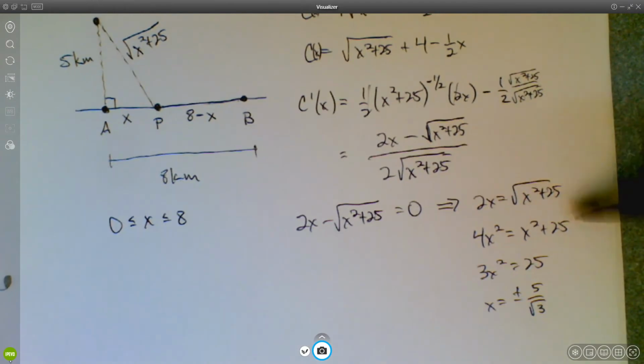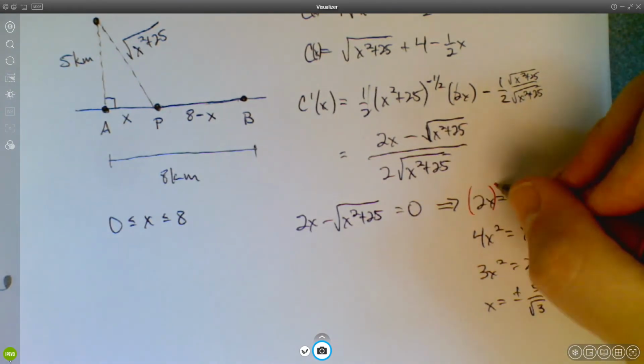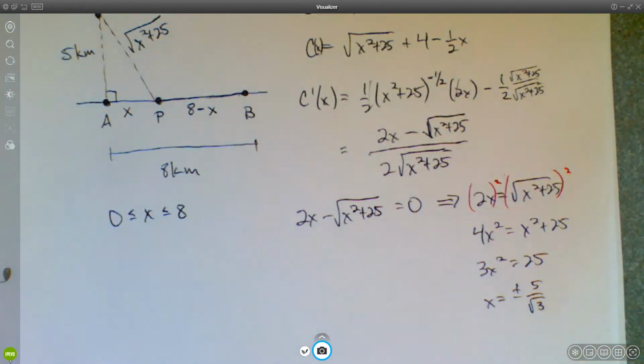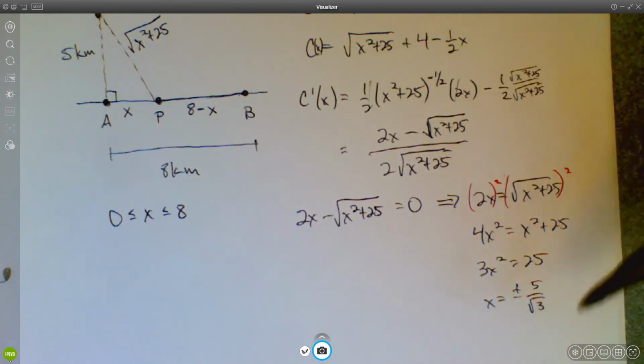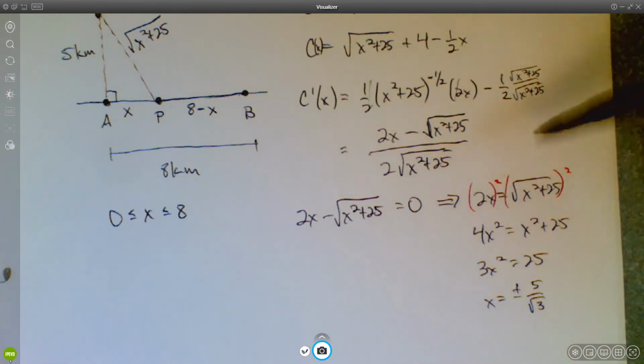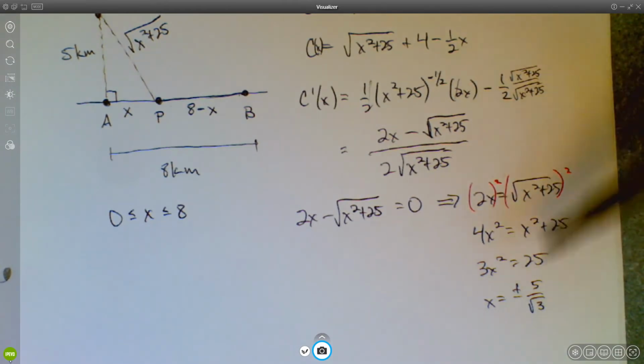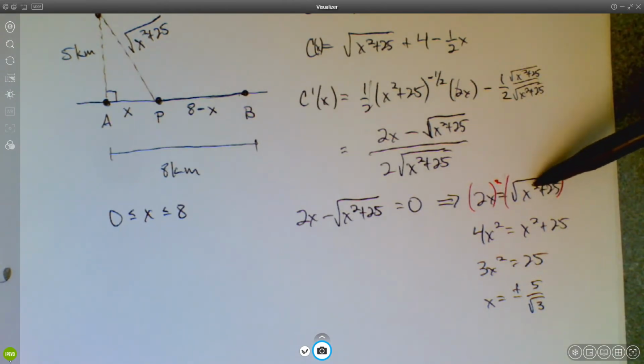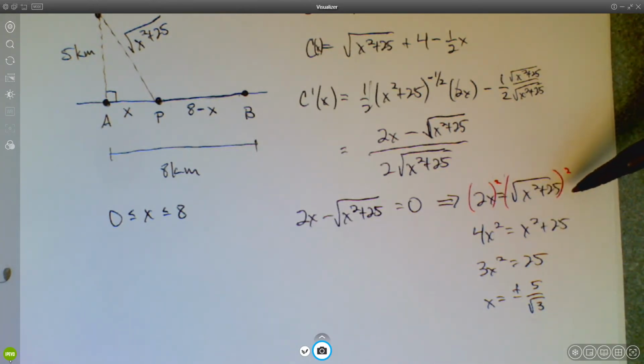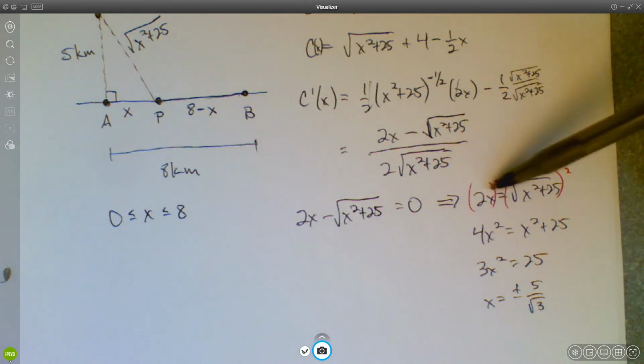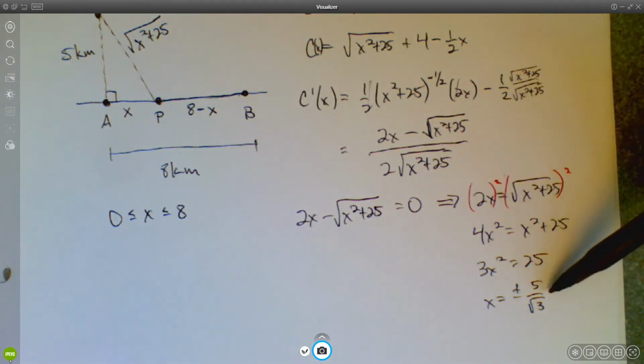But also, we should check for extraneous solutions, because anytime you square, see here I squared both sides of the equation, right? And anytime you do that, you introduce the possibility that you have some extraneous solutions. So let's see, if we plugged in positive 5 over root 3, ugh, how nasty. Well, we would get 25 over 3 plus 25. So that would, 25 is 75 over 3. 25 plus 75 is 100, so this would be 100 over 3. Square root of 100 over 3 would be 10 over root 3. And 2 times 5 over root 3 would be 10 over root 3.